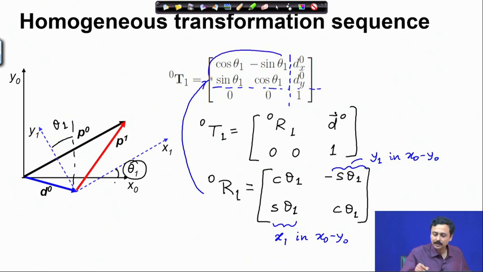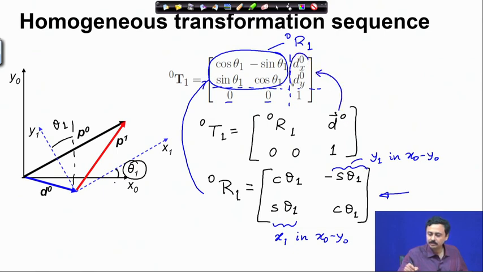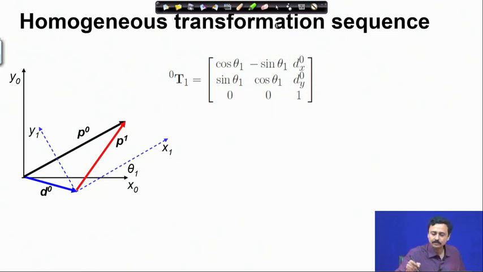So, this part is nothing but R from 1 to 0 which I have obtained here, and then we have two zeros and here we have the vector d0 being represented as a column. So, that is how I have constructed T 1 to 0.